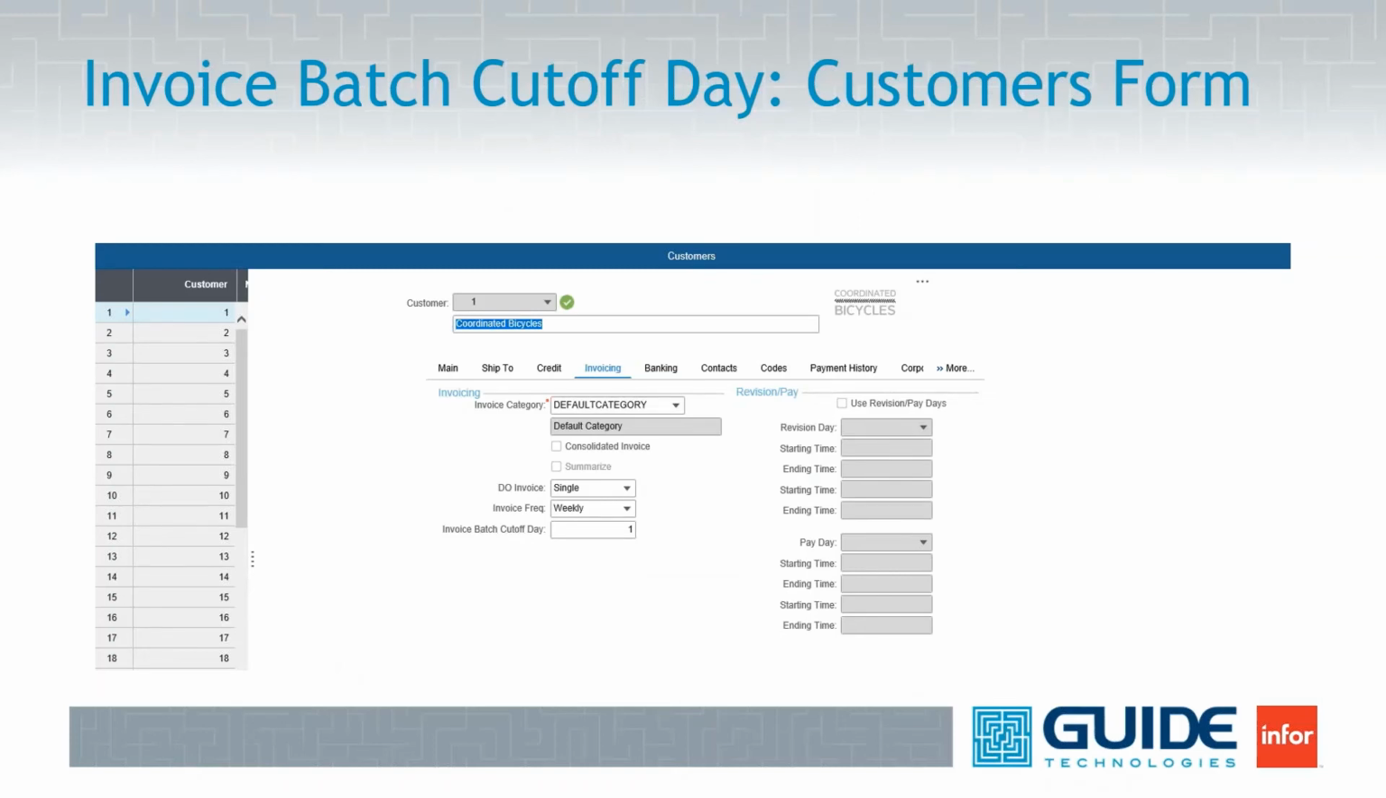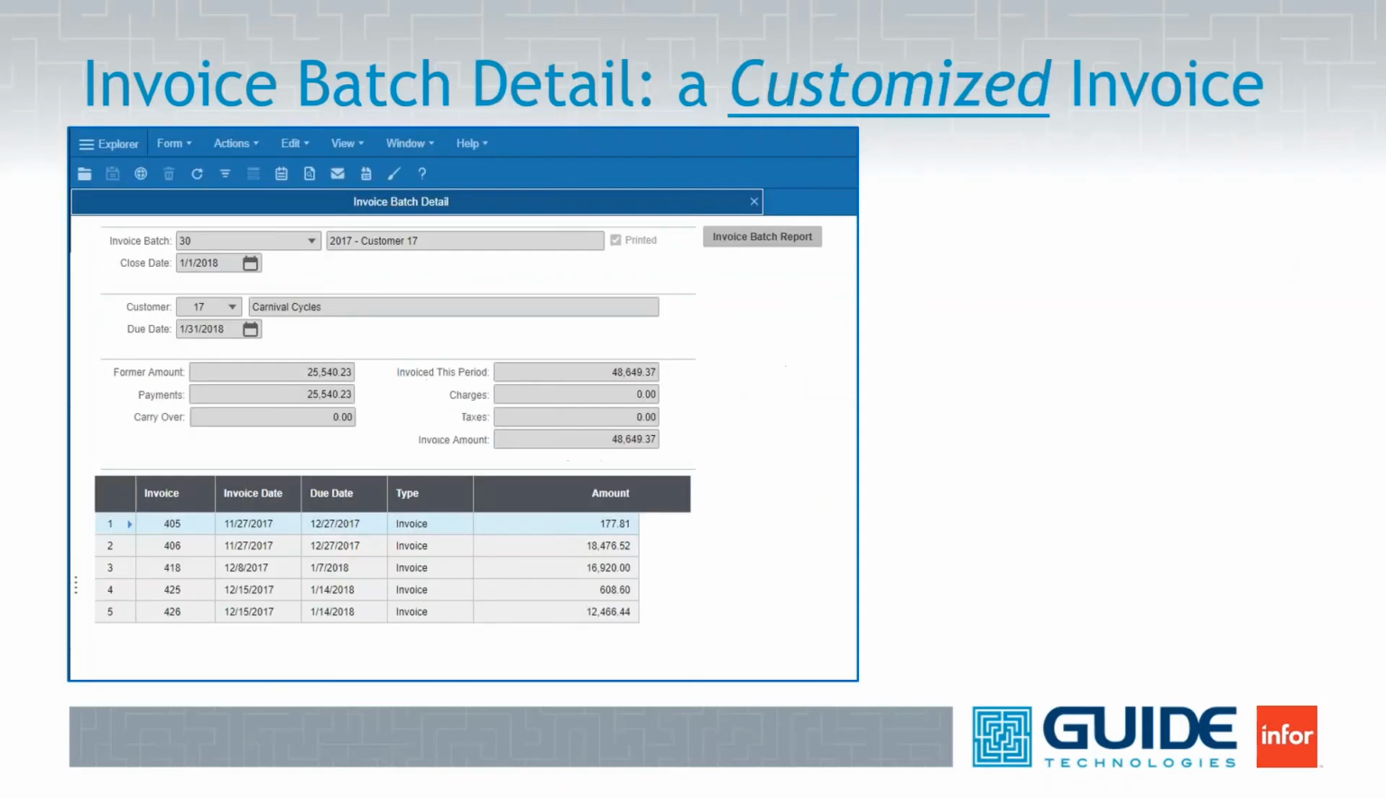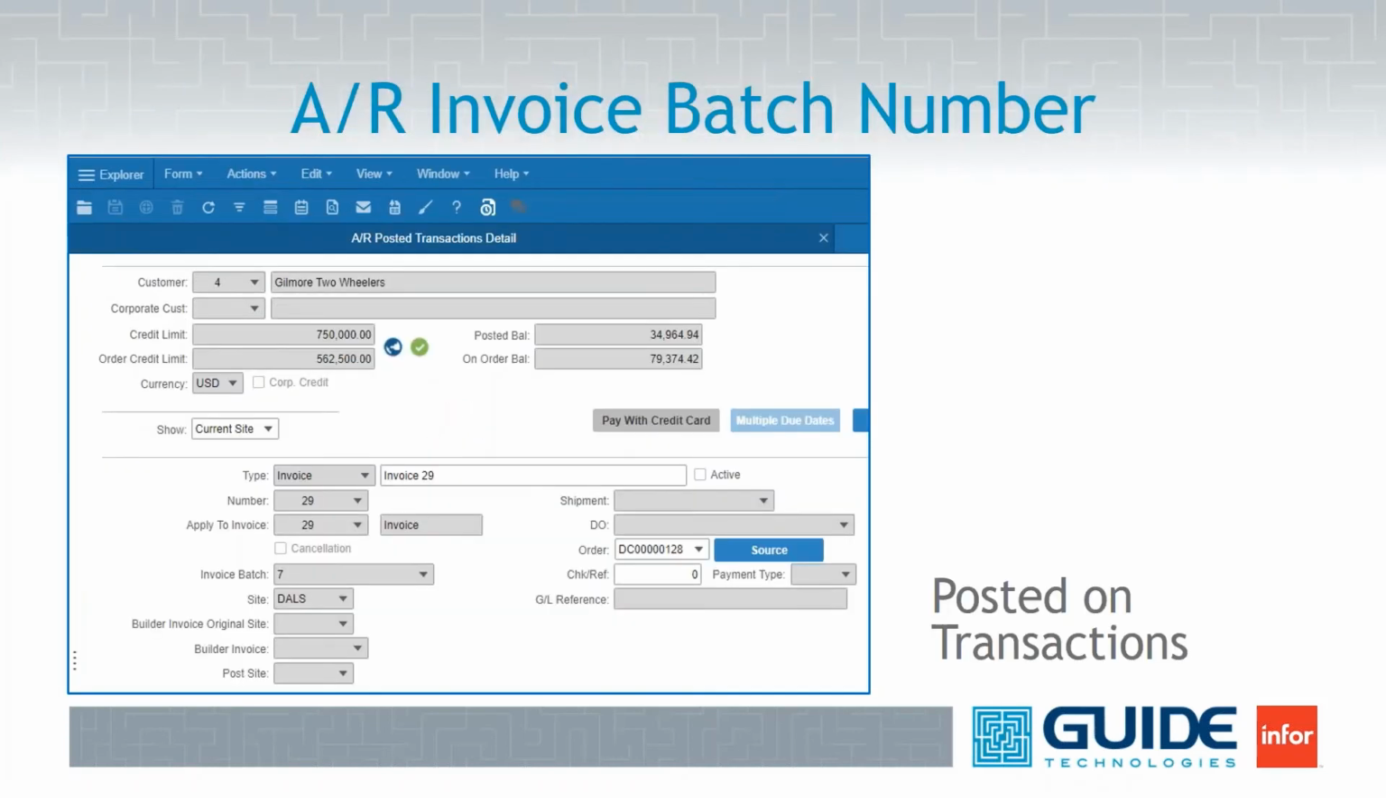On the customer's form, we specify what the batch cutoff day is. And that results in a customized invoice. And the AR batch number gets assigned to it. See our batch number 7, lower left.